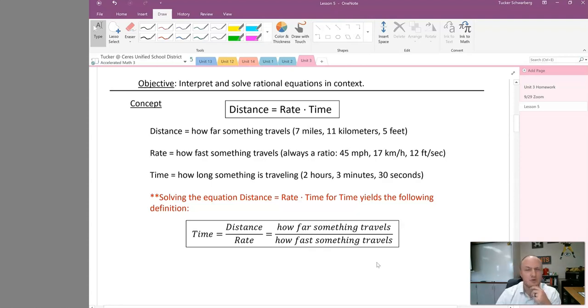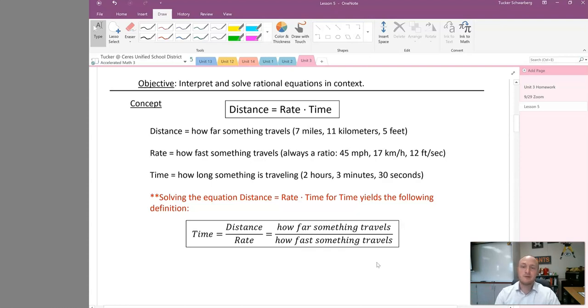Why is that? I wonder if you can think about that. Why is rate always a ratio? Think about it. Okay, and then time. How long something is traveling or how long something takes. Again, those units could be different. Could be hours, could be minutes, could be seconds.